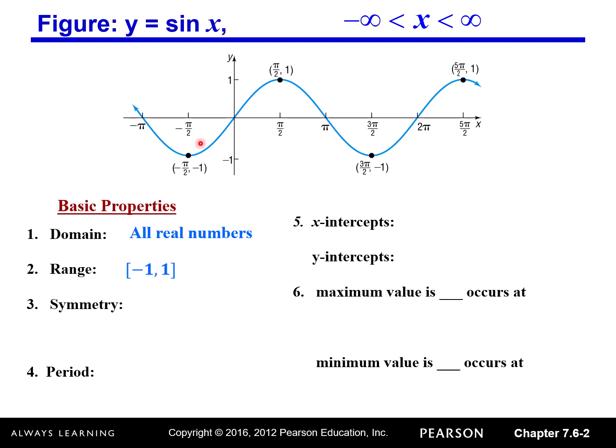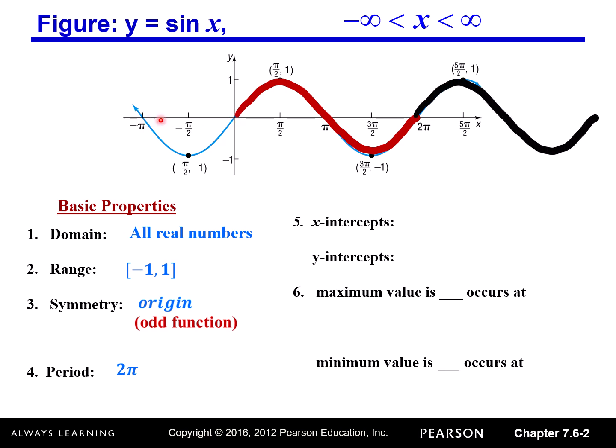And its symmetry is with respect to the origin, so it is an odd function. And the period of this sine function is the length of one complete cycle. So to identify the length of one complete cycle, the period is 2 pi, and this period from 0 to 2 pi will repeat on the right side, after 2 pi, and on the left side of the origin.